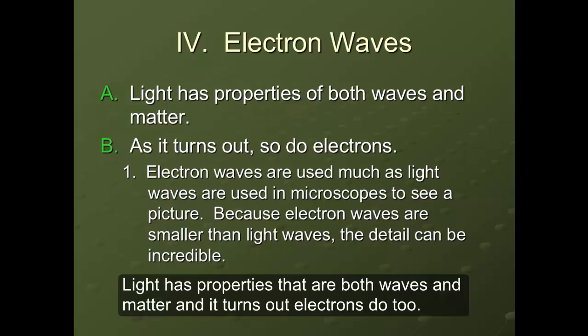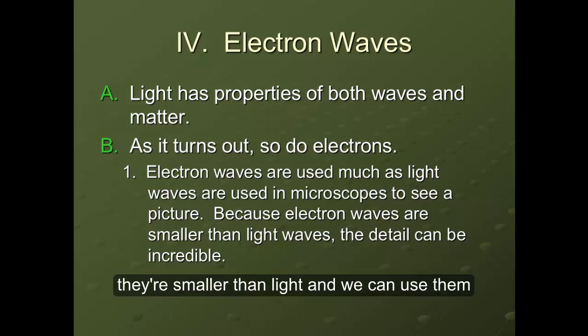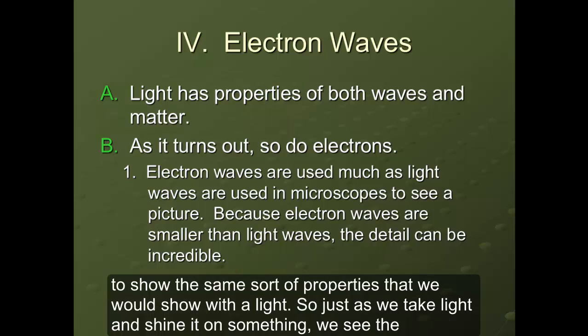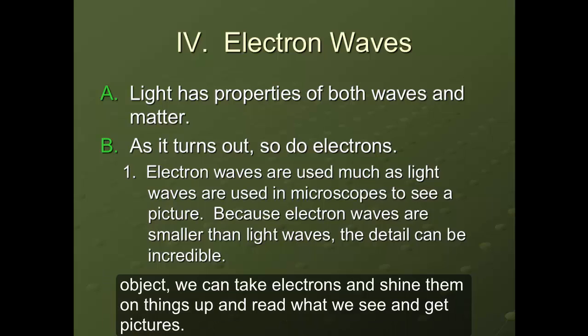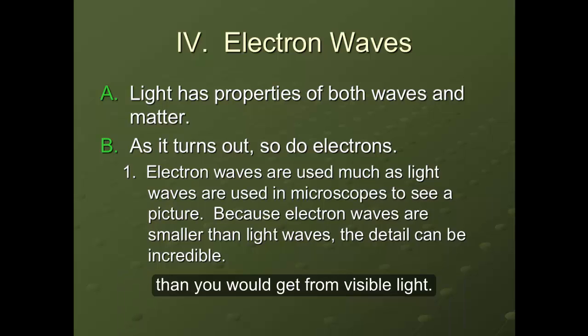Light has properties of both waves and matter, and it turns out electrons do too. So electrons have wave properties, and because they have wave properties, they're smaller than light, and we can use them to show the same sort of properties that we would show with light. So just as we take light and shine it on something and we see the object, we can take electrons and shine them on things and read what we see and get pictures. And the detail can just be incredible because electron waves will give a lot more detail than you would get from visible light.